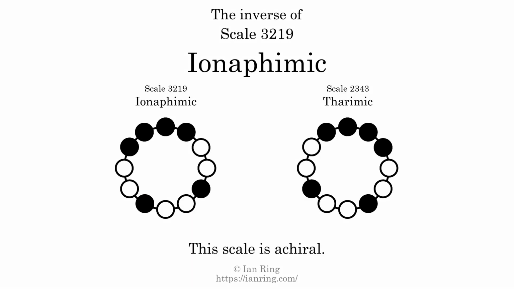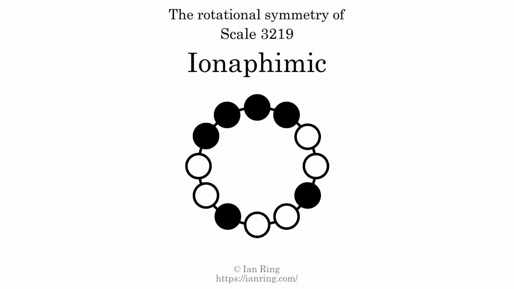The inverse of a scale is a mirror image. It is what you get when the sequence of intervals is reversed. The inverse of this scale is scale 2343, also known as theremic. This scale is achiral, since it can transform into its own reflection by a rotational transformation. This scale has no rotational symmetry.